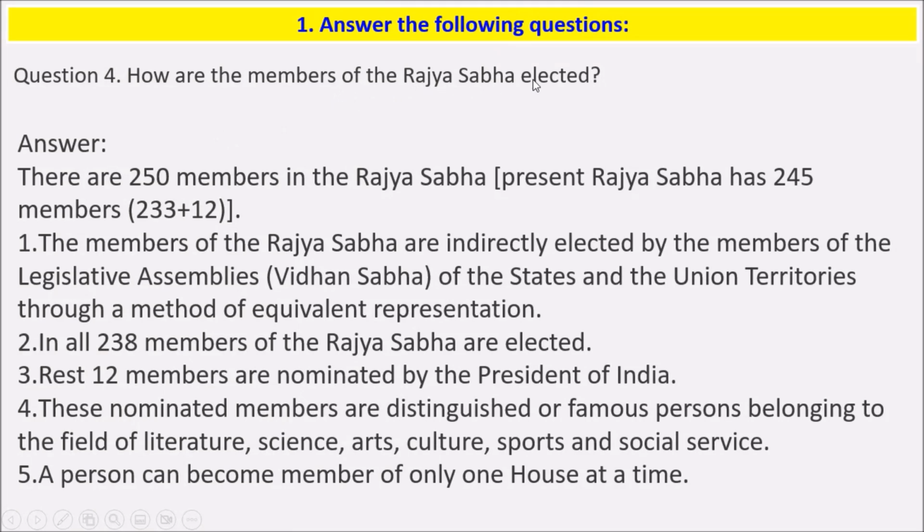Next, how are the members of the Rajya Sabha elected? There are 250 members in the Rajya Sabha. Present Rajya Sabha has 245 members, 233 plus 12. The members of the Rajya Sabha are indirectly elected by the members of the legislative assemblies, that is Vidhan Sabha, of the states and the union territories through a method of equivalent representation. In all, 232 members of the Rajya Sabha are elected. Rest 12 members are nominated by the President of India.